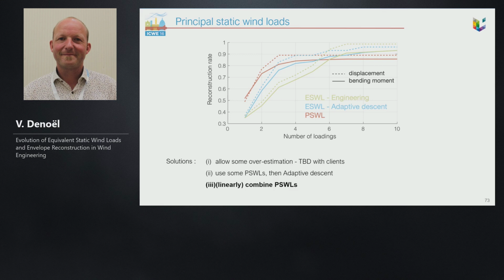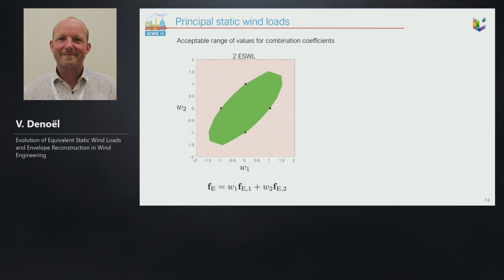Another possibility is to linearly combine the principal static wind loads. And this is the solution that I just want to extend a little bit more on during the last few minutes we have. Let's imagine we have 2 equivalent static forces, Fe1, Fe2, and let's try to see how it works when we combine them in a linear manner.